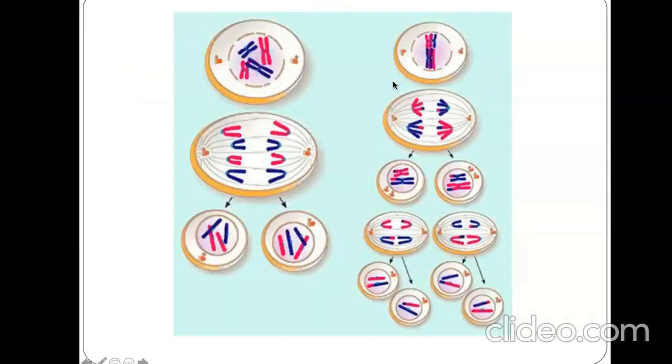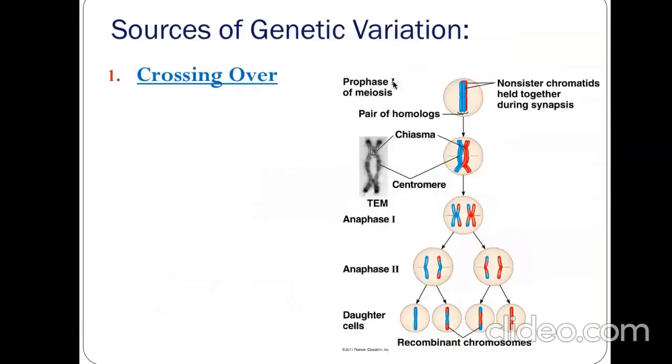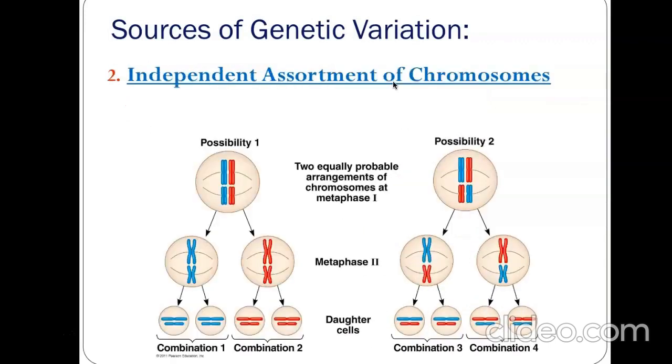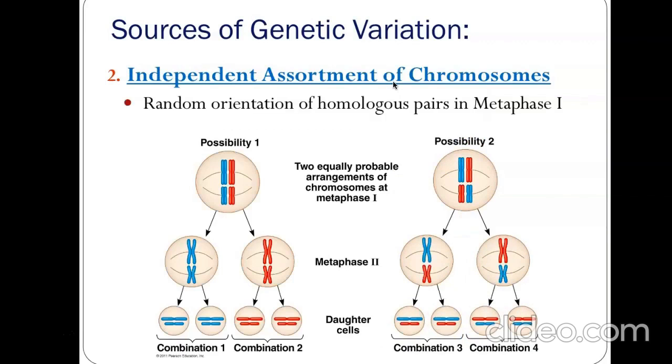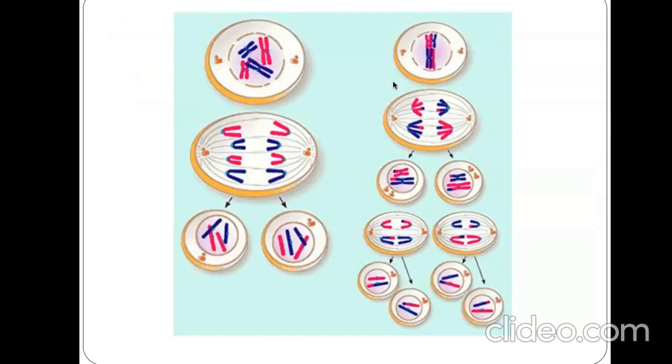So if I asked you, what are the 3 sources of genetic variation in humans? You would say crossing over, and you would know what that meant. Independent assortment of chromosomes, and you would know what that meant. Random fertilization, and you would know what that meant. All right. The last thing I want to do before I end this, because I'm going to save karyotypes and those other disorders, chromosomal disorders, for next time.